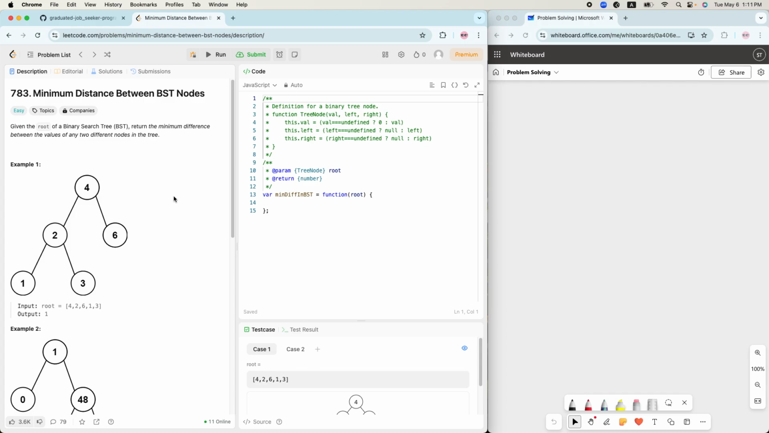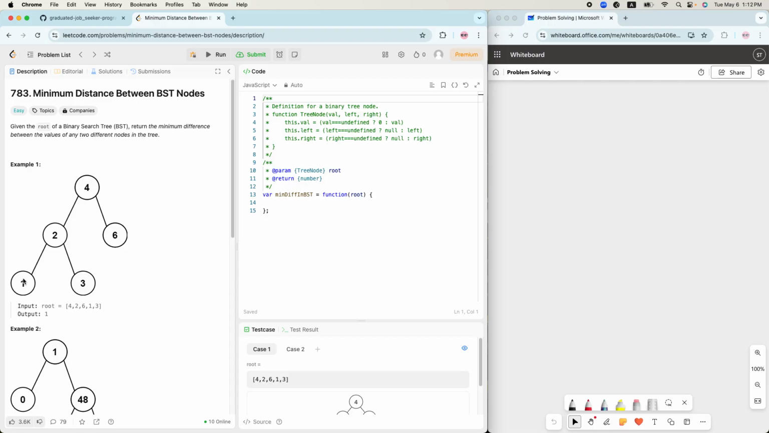And today we are working on another problem from LeetCode, and today it is about minimum distance between BST, binary search tree, nodes. The question says, given the root of a binary search tree, return the minimum difference between the values of any two different nodes in the tree. And what does that mean? That means you have to traverse each of the nodes in this tree and find their differences, and at the end return the minimum difference.